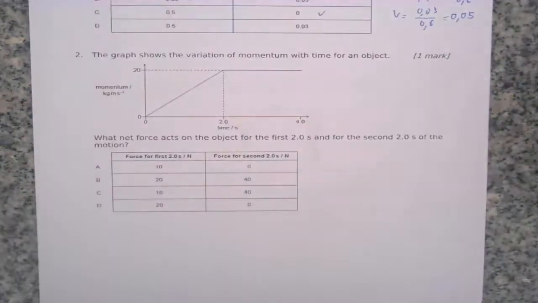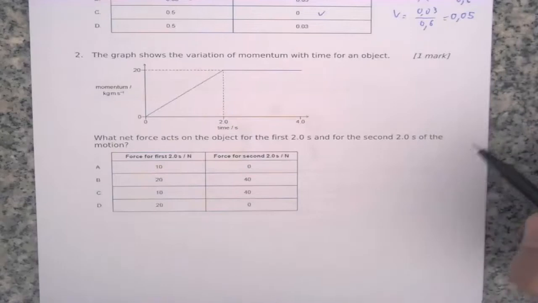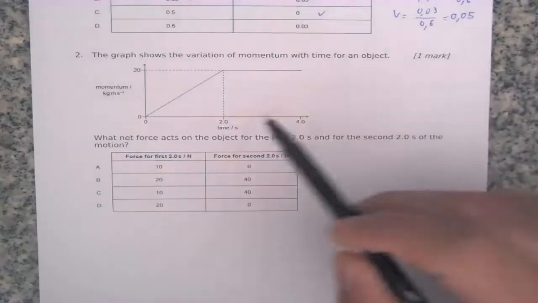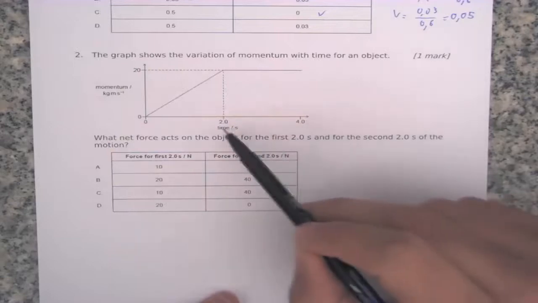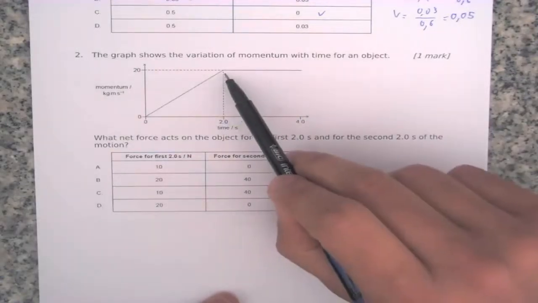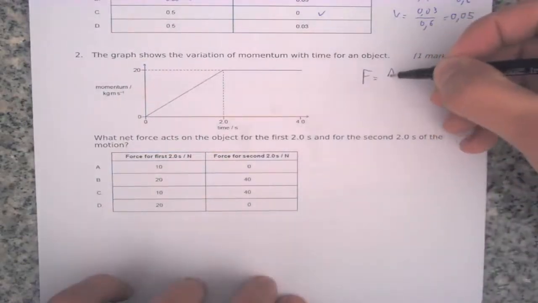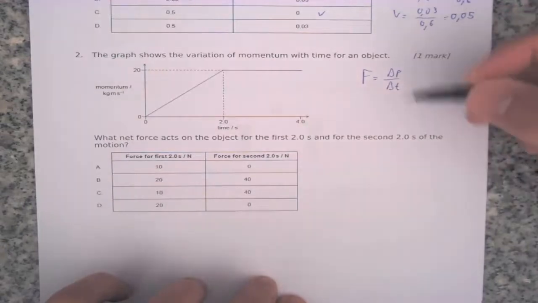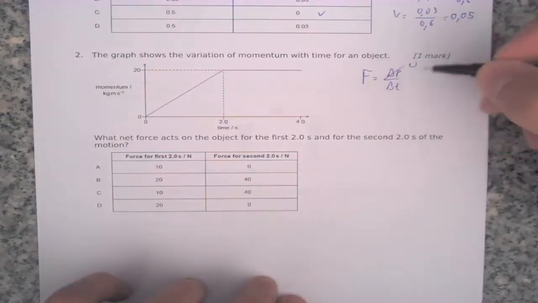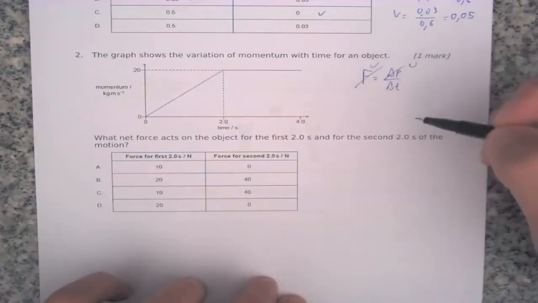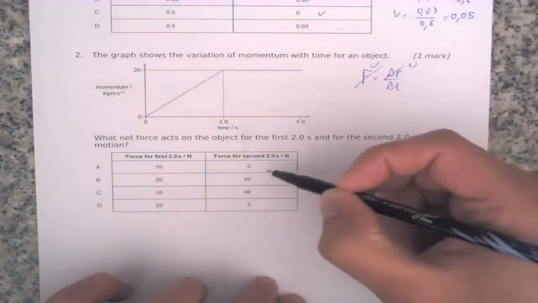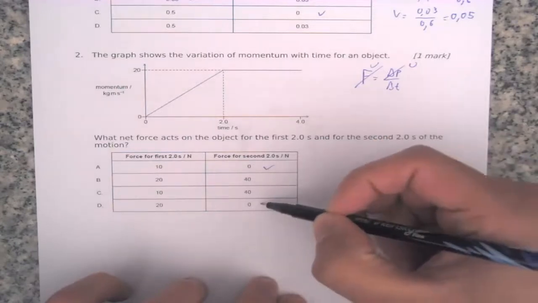Number two, the graph shows the variation of momentum with time for an object. What net force acts on the object for the first 2 seconds and for the second 2 seconds of the motion? So we see here that for the second 2 seconds, from 2 to 4, you have no change in momentum. Based on Newton's second law, the force acting is the rate of change of momentum. If there is no change, then of course the force is going to be zero as well. For the second 2 seconds, it's going to be either A or D.